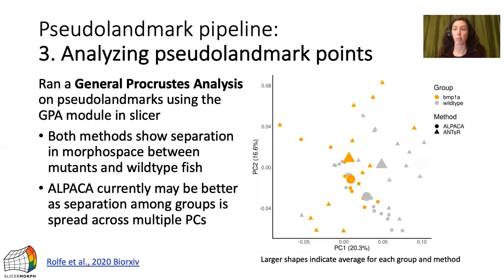Both methods show separation in the morphospace between the mutants and the wild-type fish. However, ALPACA may be a little bit better at separating these two groups because the separation is across multiple principal components. So what I mean by that is you can see that the circles here are separated both along PC1 and on PC2, whereas the triangles are mainly only separated across PC1. So for now, it looks like ALPACA might be a better pipeline for this particular data set.